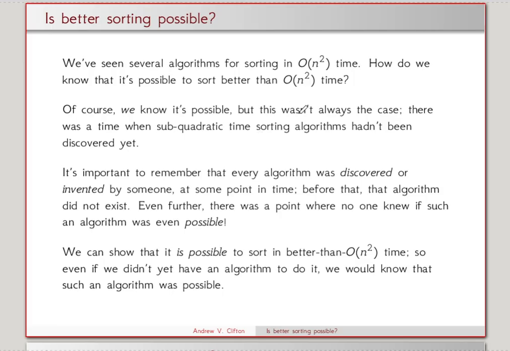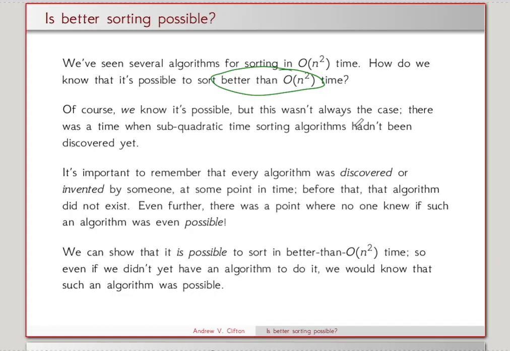So, we're moving on from our quadratic time sorting to stuff that is better than quadratic time, or at least we hope it will be better than quadratic time. And the question we want to start with is, how do you know that's even possible? Of course, you know it's possible. You can look it up in a book or whatever, but that wasn't always the case.